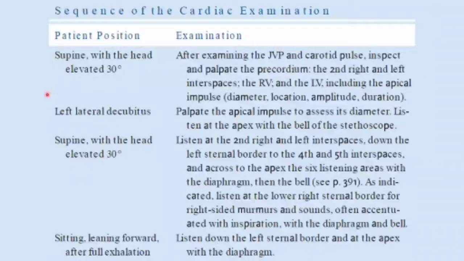Second position will be the left lateral decubitus position. The examiner will palpate the precordium and listen at the apex with the bell of the stethoscope. Third, in supine position with the head elevated at 30 degrees, auscultate the 6 listening areas with the diaphragm. Next position, sitting, leaning forward after full exhalation, and listen down the left sternal border and at the apex with the diaphragm.